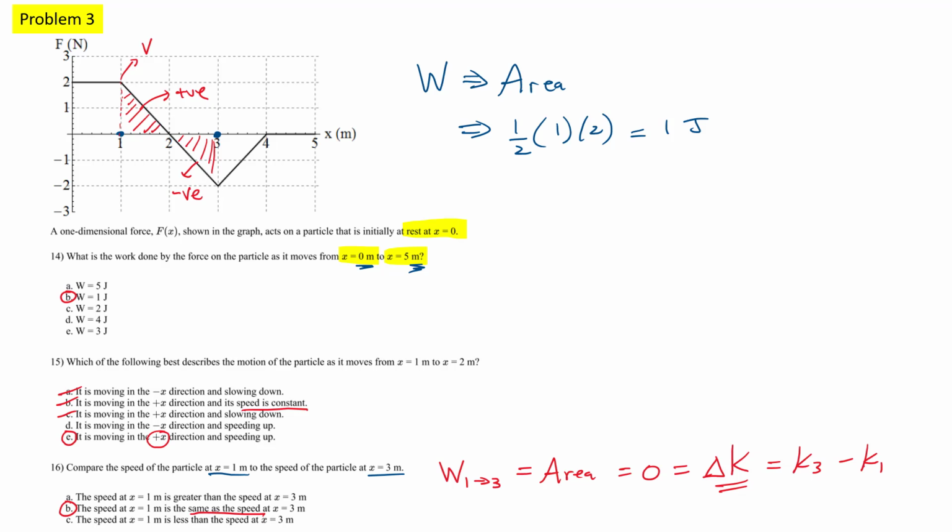Sure, the particle might speed up in this time interval from 1 to 2. But then we switch the force direction, so here it slows down. Whatever speed you gain going from 1 to 2, you're going to lose when you go from 2 to 3. All right, that's it for this problem. Let's go to the next one.